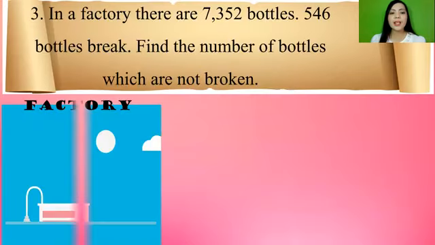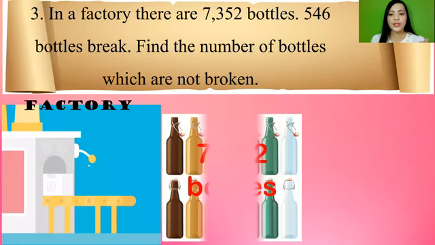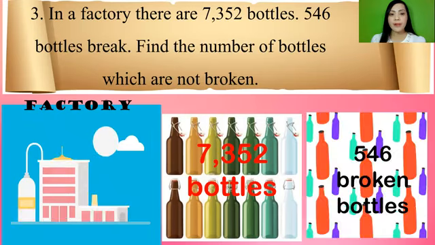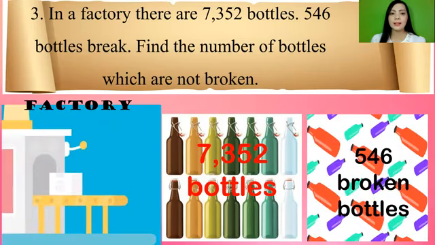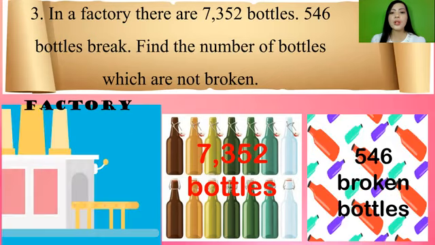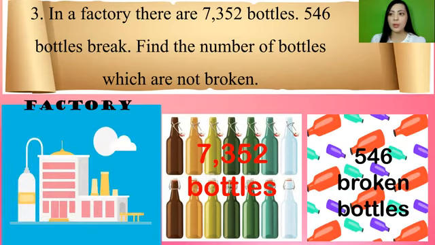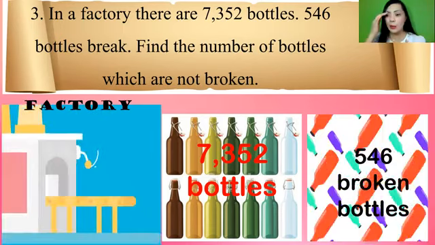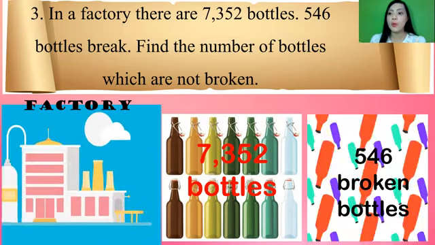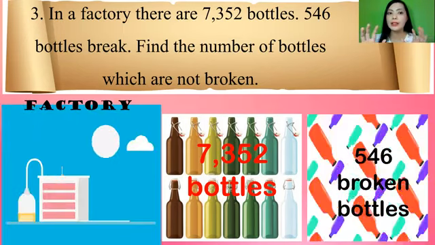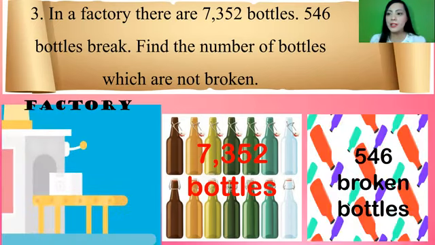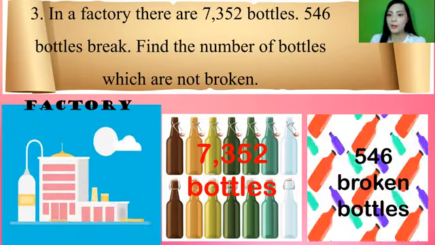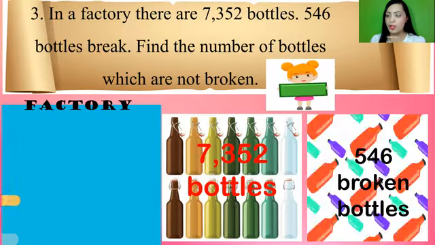All right. In a factory, there are 7,352 bottles. 546 bottles break. Find the number of bottles which are not broken. So you all know that all the bottles are 7,352. Now we are looking for the bottles which are not broken. So we are not going to add together, right? Because we are only looking for the bottles which are not broken. So definitely that is subtraction.